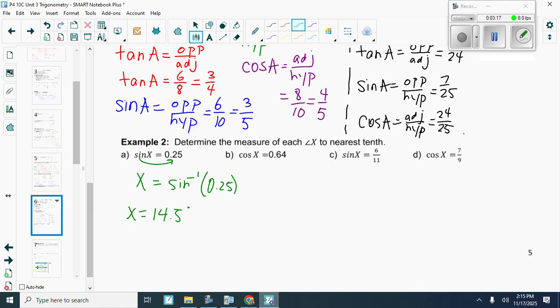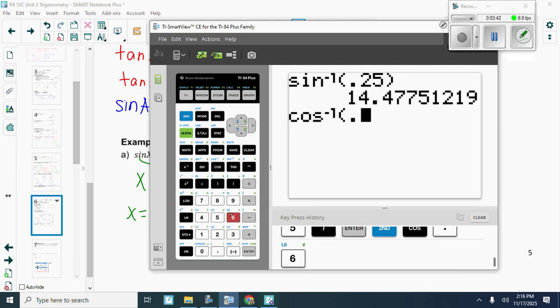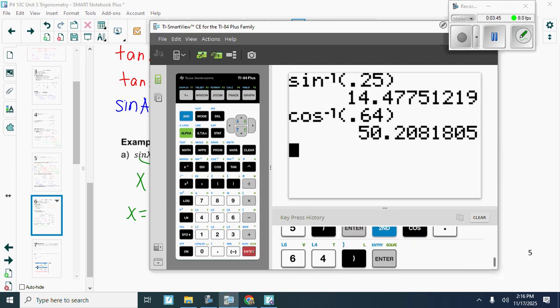Now make sure that you can do that for cos as well. We're going to get x all by itself, and we're going to do the inverse cos of this one, and it's a decimal, 0.64. Inverse cos 0.64 and bracket. So 50.2.